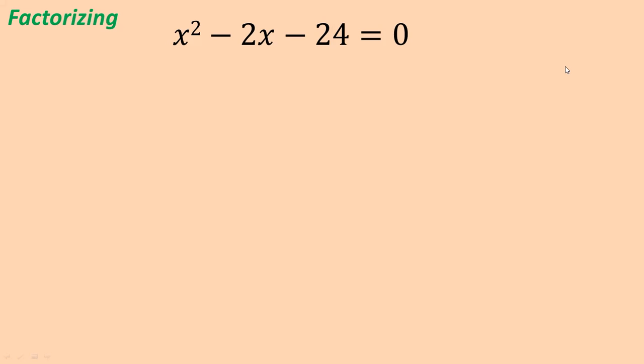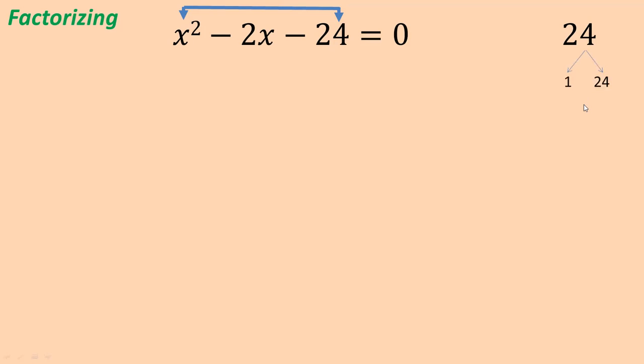By the factorizing method, in step number one, we multiply the coefficient of x squared with the constant figure, and the answer is 24. In step number two, the middle figure, which is minus 2x, we need to split into two quantities, which should be factors of 24. So first we are going to get the factors of 24.